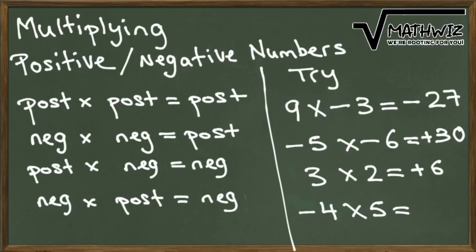We have minus 4, or negative 4 times 5. So the 4 times 5 gives you 20, and the negative times positive gives you a negative.